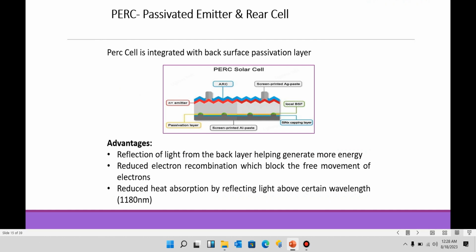The PERC cell is integrated with a back surface passivation layer that reflects light from the back layer, helping to generate more energy as compared to the simple cell. It also reduces the electron recombination, which can block the free movement of the electrons. And lastly, it reduces the heat absorption, which can be caused by light above a certain wavelength, which is 1180 nanometer.